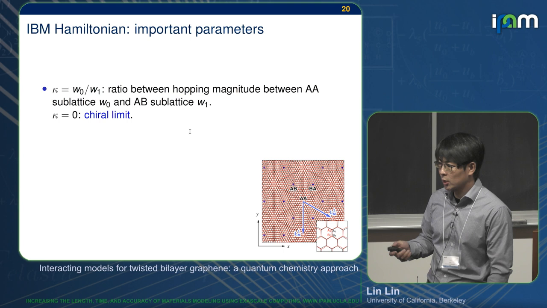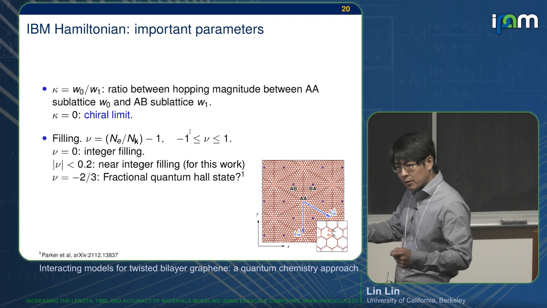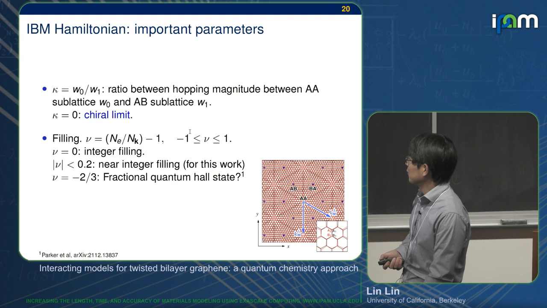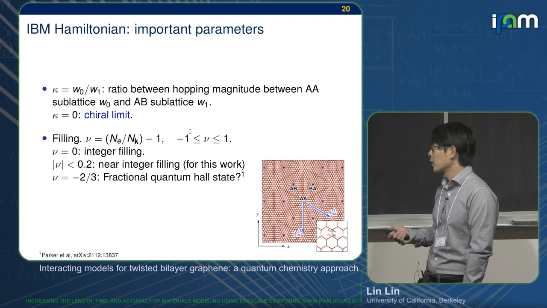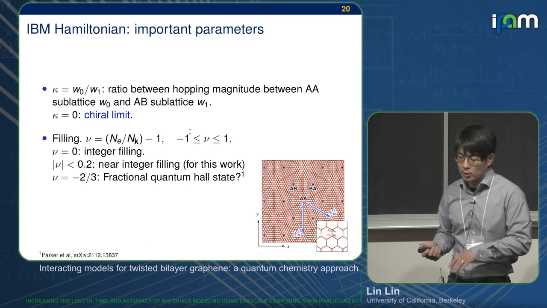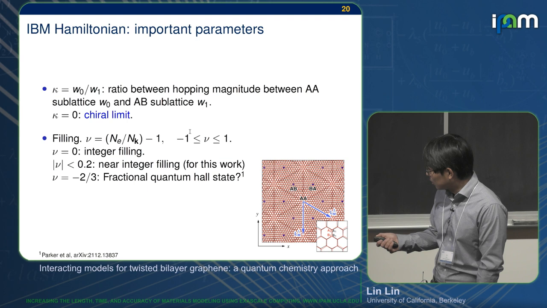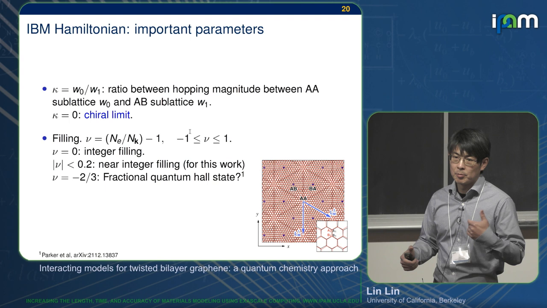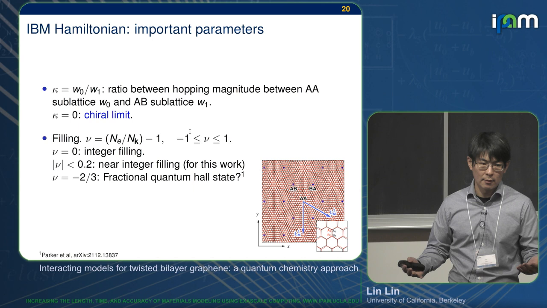So kappa is one of the important parameters. The other is the filling. Filling is really the ratio between the number of electrons and the number of moiré k points, minus one. The number of electrons N_e will be between 0 and 2N_k. 0 means no filling, 2N_k means fully filled. So the value of N_e over N_k will be between 0 and 2, and subtracting 1 will be between minus 1 and 1. If you go to the full spinful valley model, it will be between minus 4 and 4. But this is spin and valley polarized, so it is between minus 1 and 1.